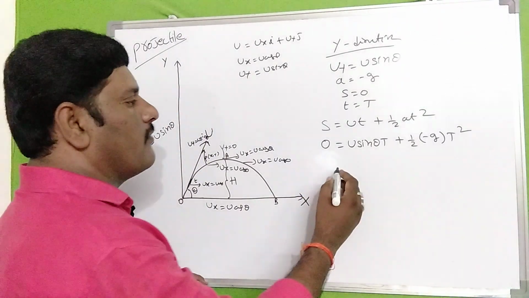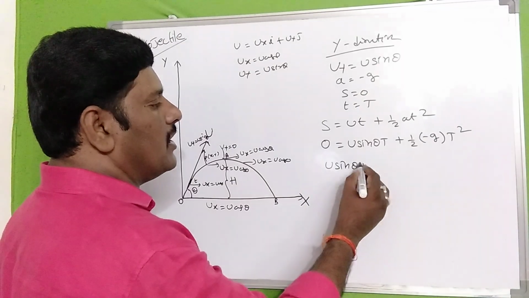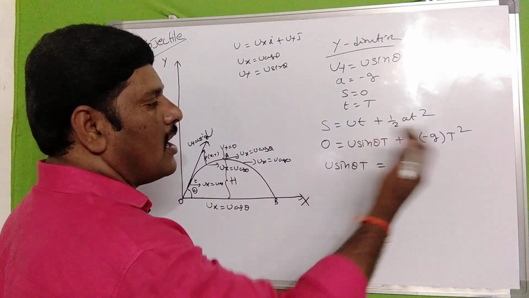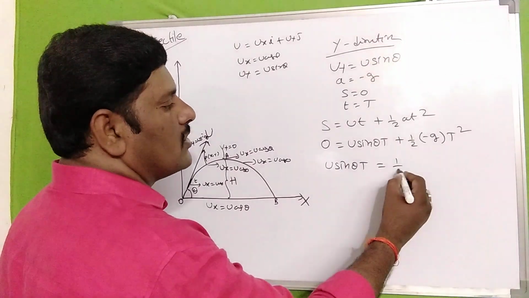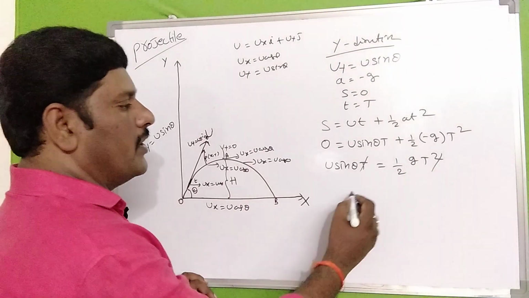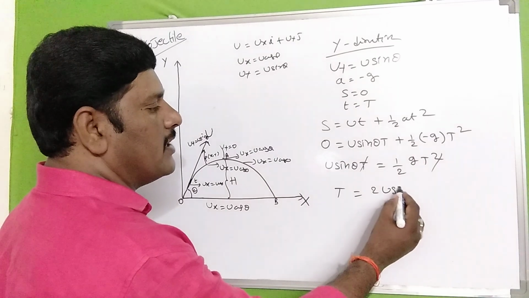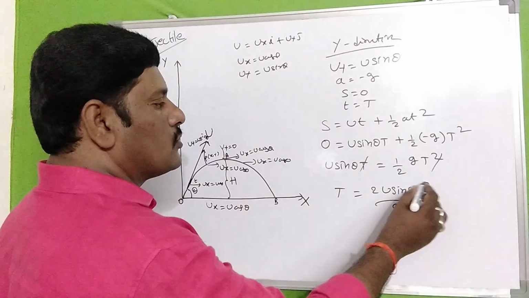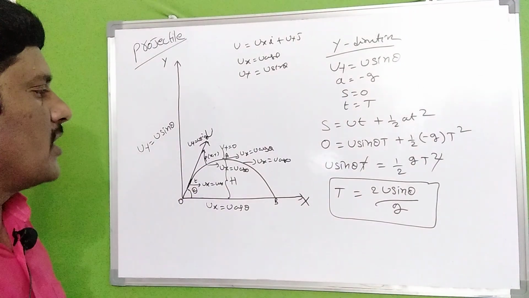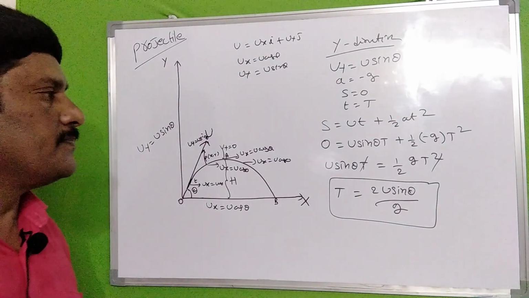We can write the relation: u sin theta T equals half g T square, the minus moving across to become positive. T gets cancelled. Now the time T equals 2u sin theta by g. So the time taken to reach the ground from the point of projection of the body is known as the time of flight.